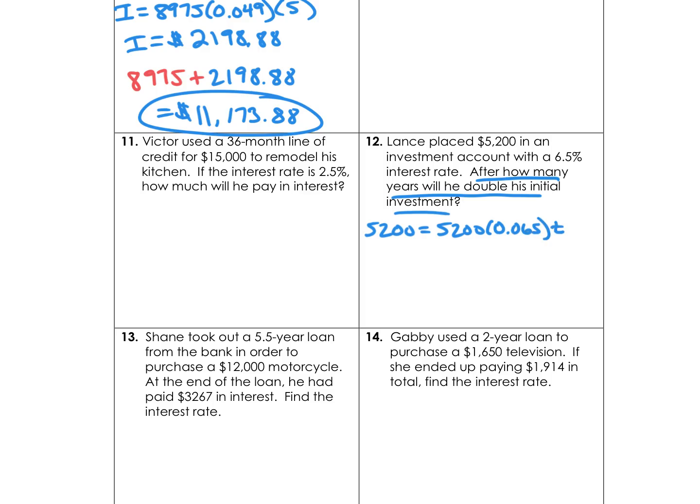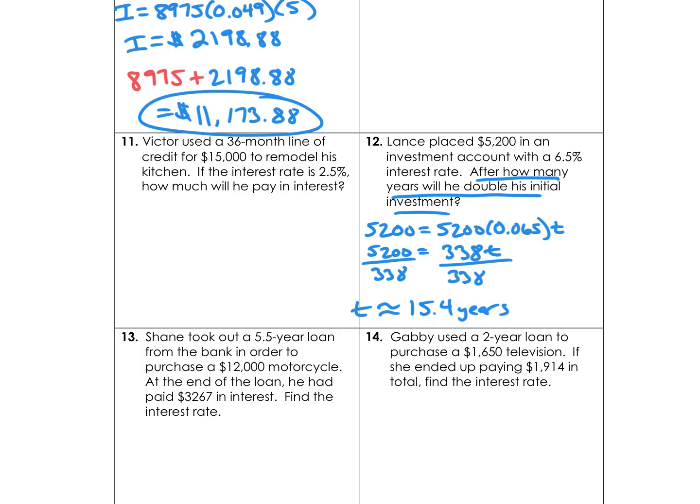And we don't know how long that's going to take him, so that's going to be times T. So now we have 5,200, and if I do 5,200 times the 0.065, we end up with 338T. So we would divide by 338. And our answer is going to be approximately 15.4 years, and that's about what our T would equal.